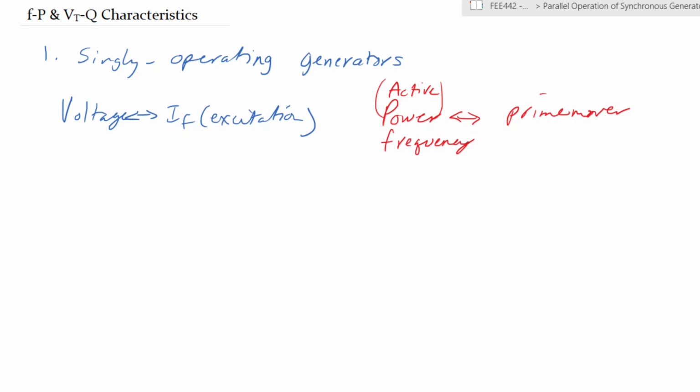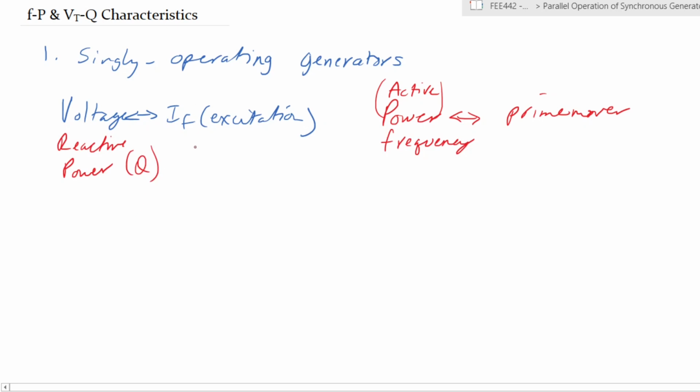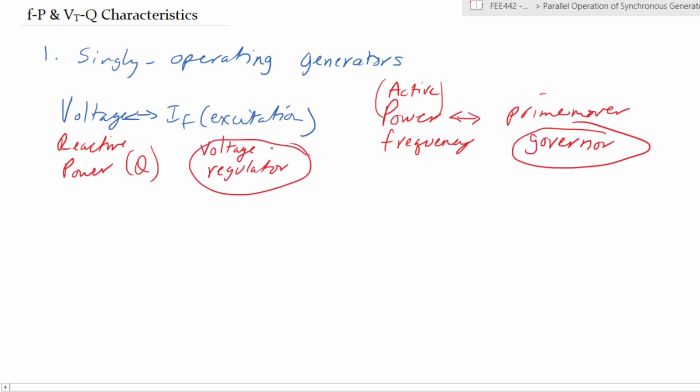So one additional thing that we would want to include here is that while the prime mover affects active power and frequency, the excitation of the generator affects the voltage as well as reactive power, or Q, right? And IF, or excitation, in practical generators is called the voltage regulator system, right? And on this side, active power or the prime mover is regulated by the governor, right? So these two are the main means by which we alter the operation of the generator in terms of the loads that we need to supply.